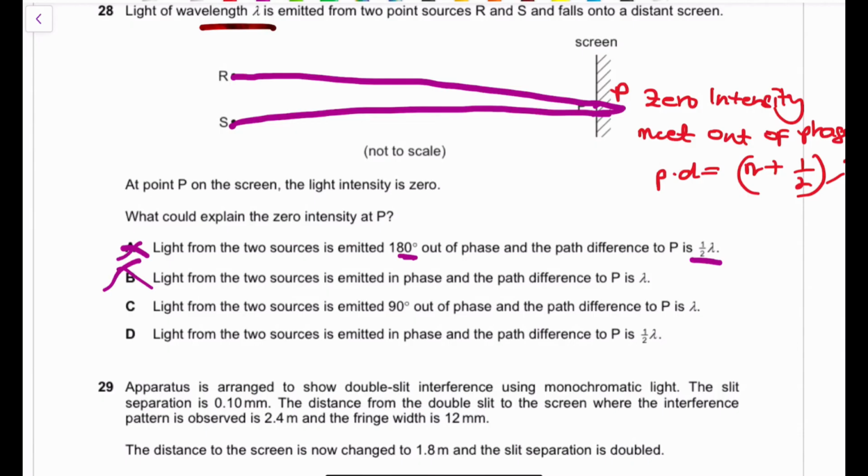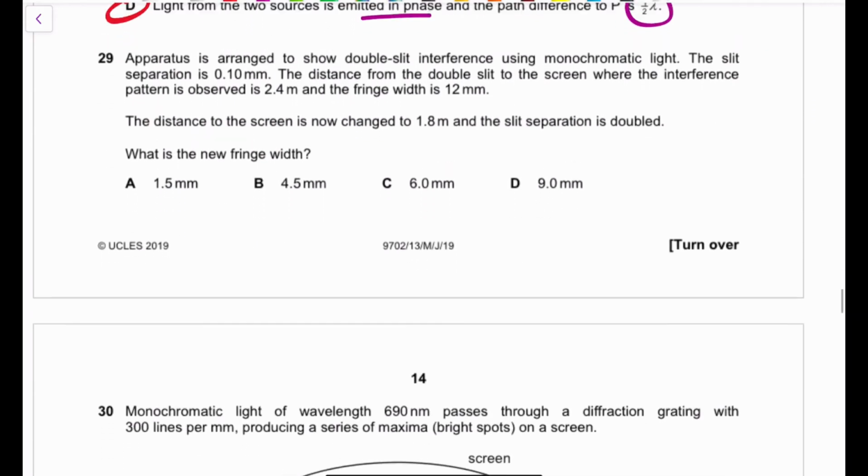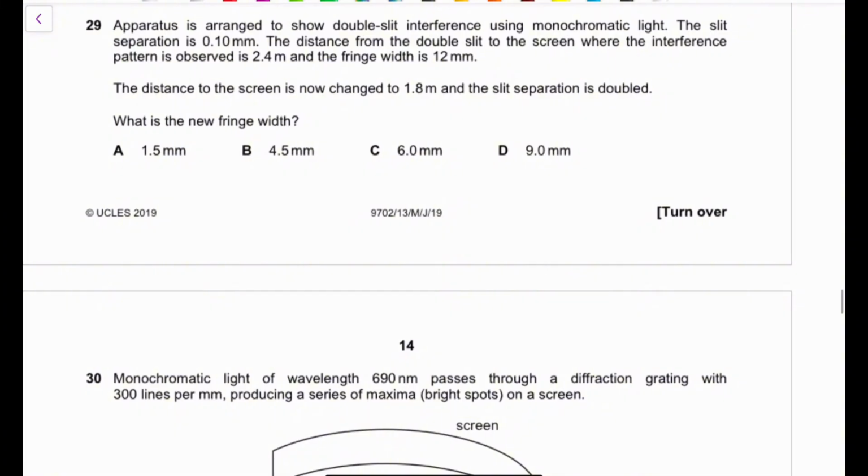For C, they are emitted 90 out of phase. We never talk of 90, right? It doesn't make sense. We talk of 180, things like 360. For D, light from the two sources is emitted in phase, which is correct, and the path difference is half lambda, like I've said. So the answer is going to be D. Very important. Okay, move on to question 29.